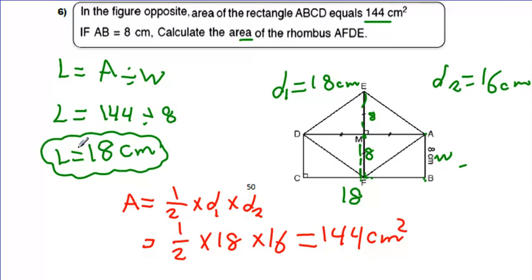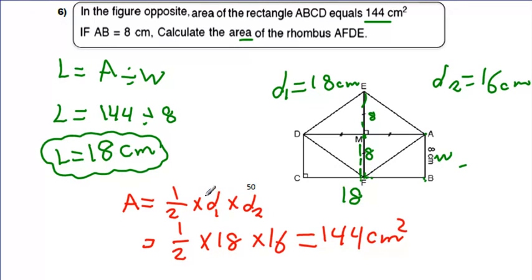So the length of the rectangle equals area divided by width, which equals 18 centimeters. So AD is diagonal 1, equal to 18. And I have a part of diagonal 2. Diagonal 2 is EF, and a part of it equals 8 centimeters. And I know that the two diagonals bisect each other, so the whole diagonal 2 equals 16 centimeters.